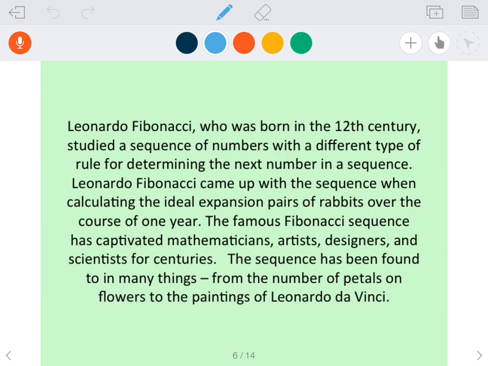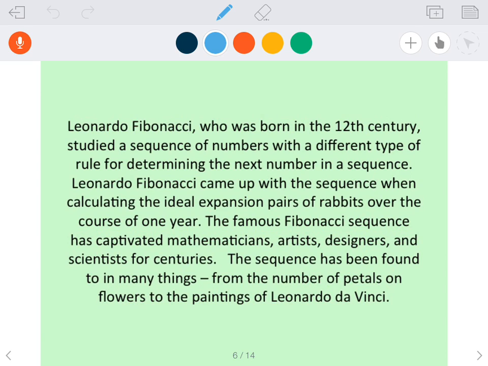Leonardo Fibonacci, who was born in the 12th century, studied a sequence of numbers with a different type of rule for determining the next number in a sequence. Leonardo Fibonacci came up with the sequence when calculating the ideal expansion pairs of rabbits over the course of 1 year. The famous Fibonacci sequence has captivated mathematicians, artists, designers, and scientists for centuries.